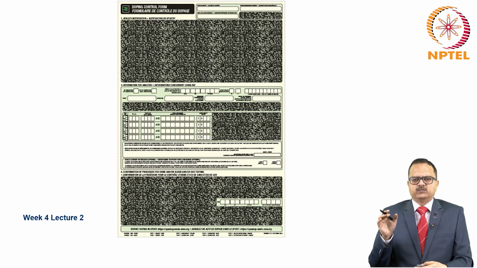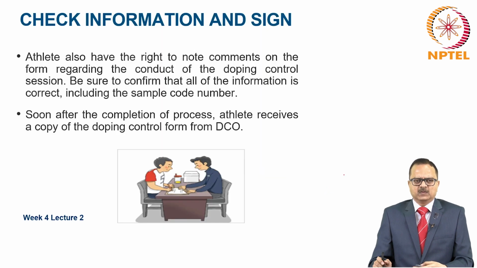This is the doping control form which is sent to the laboratory, and as you can see, only information for analysis and the kit number and research consent is visible to the laboratory. The rest of the details are blacked out. That means the athlete cannot be identified from this form, and this is the part of the form which goes to the laboratory.